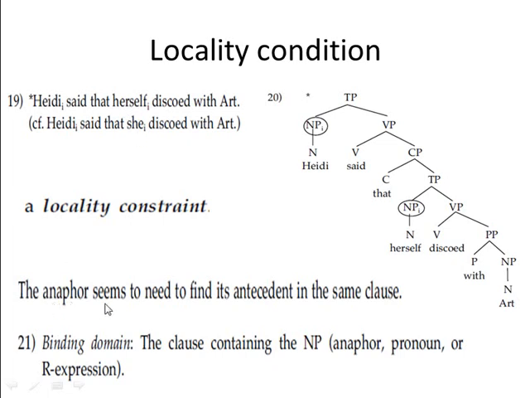Let's have a look at this. The anaphor seems to need to find its antecedent in the same clause. So if we draw it, "Heidi said that herself discussed with Art", the anaphor needs its antecedent in the same clause. We have CP here, complementizer phrase, and then we have TP, which means clause or sentence. So we have TP and TP. So herself here cannot refer to another clause above it. So the anaphor needs an antecedent in the same clause, because it must be in the same binding domain. The binding domain is the clause. So the anaphor needs to find its antecedent in its binding domain, within one clause.